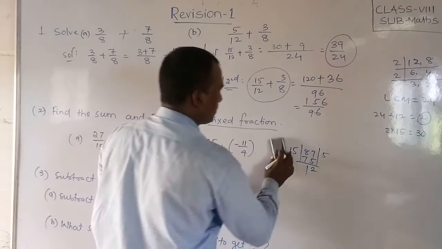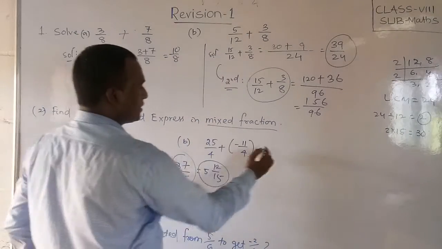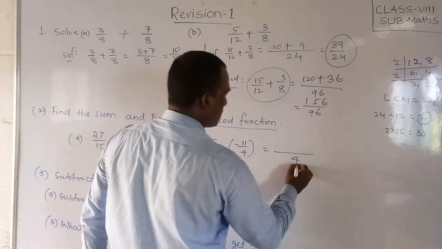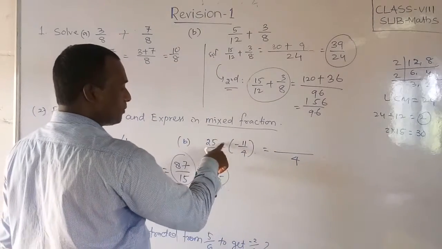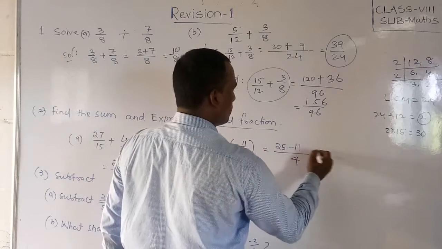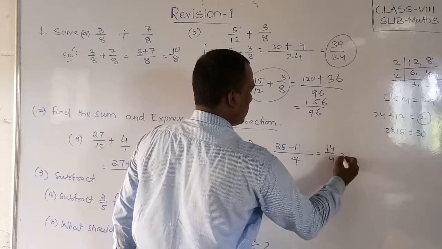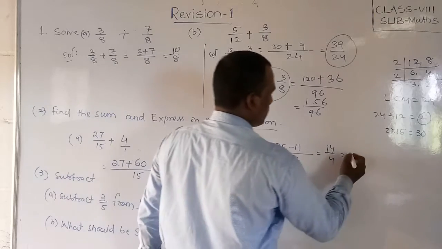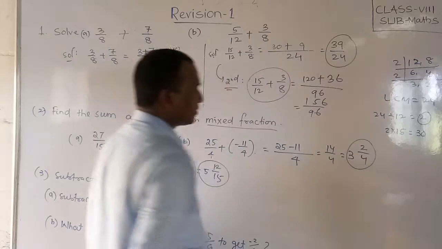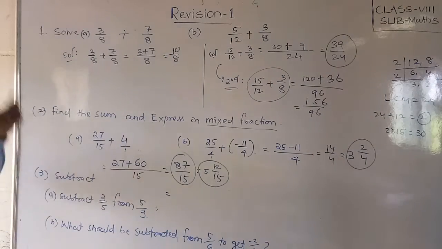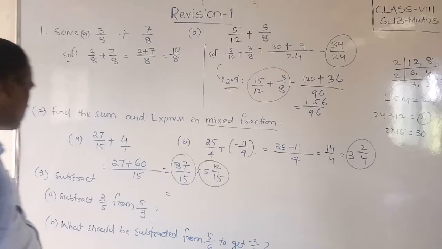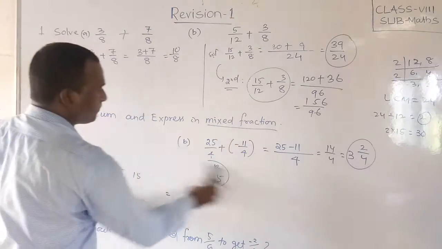Next, the second one, B. Friends, both denominators are the same. So write down the denominator 4 first, and plus with minus will become minus. So 25 minus 11 is equal to 14 by 4. If you make this a mixed fraction, 4 threes are 12, this is our answer. Okay, friends? You have already studied in 7th class and 6th class how to do addition and subtraction. This is your easy method. Okay. So I will rub it.